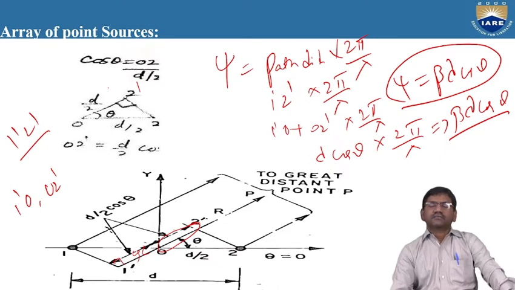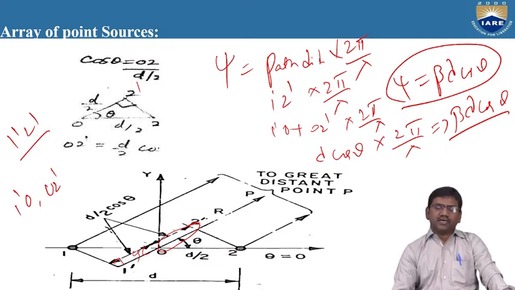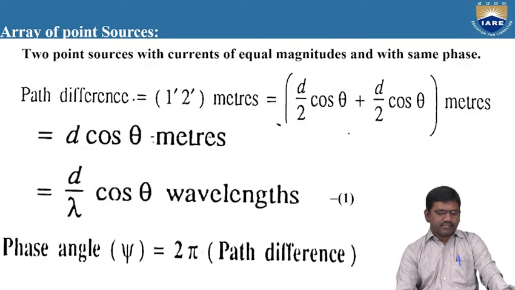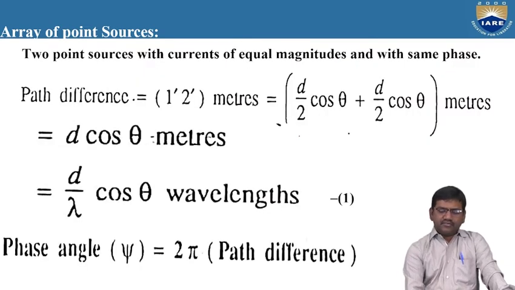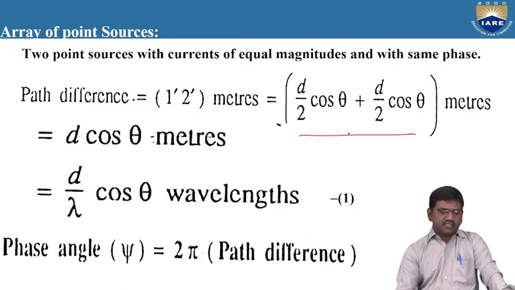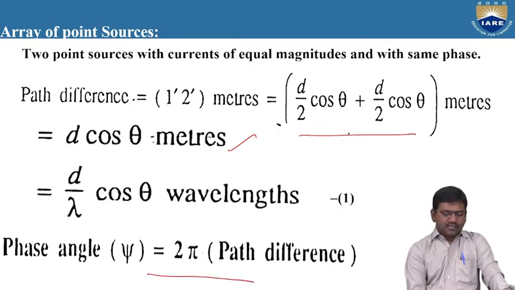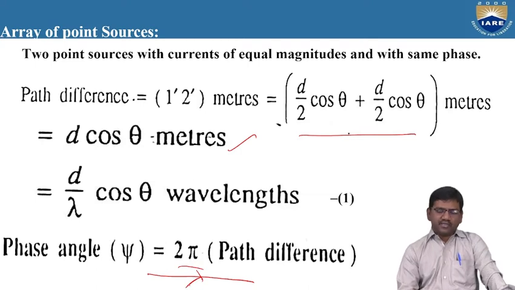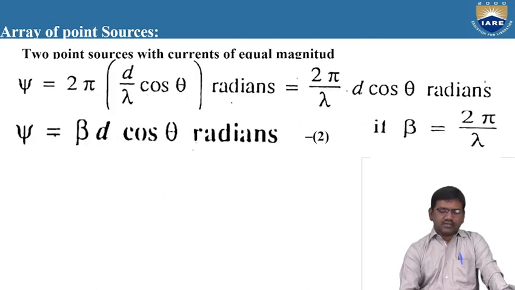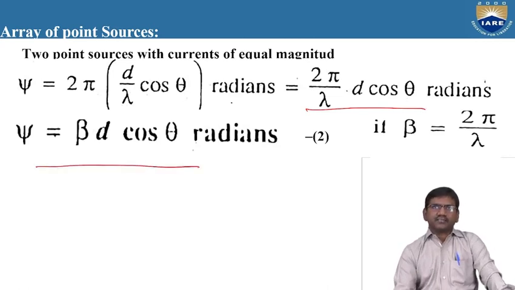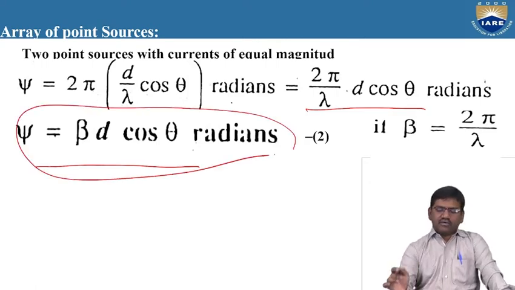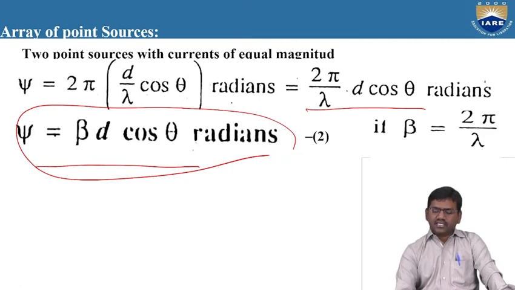Such that these are given equal magnitude and are in the same phase. See here, the path difference is d by 2 cos theta plus d by 2 cos theta meters, which you can note as d cos theta meters. And the phase angle psi is equal to 2 pi by lambda into path difference, so we can write it as 2 pi by lambda into d cos theta, and psi is equal to beta d cos theta radians. So we need to remember this equation for the entire antenna arrays where the phase difference is beta d cos theta.